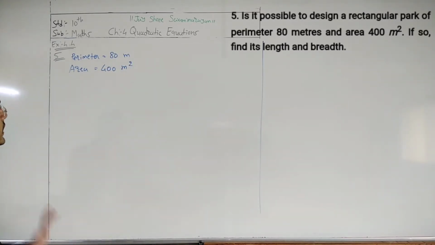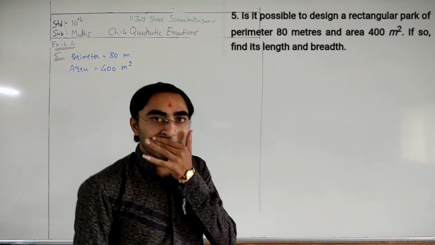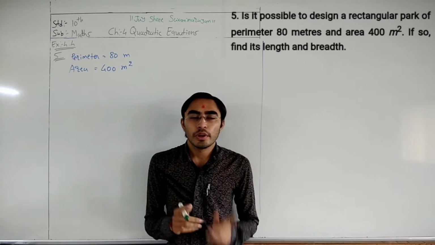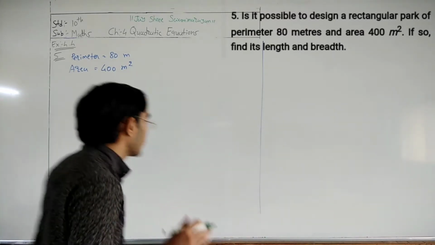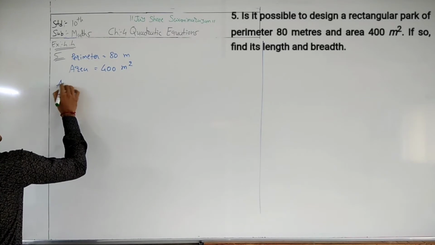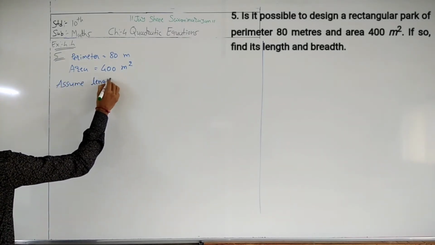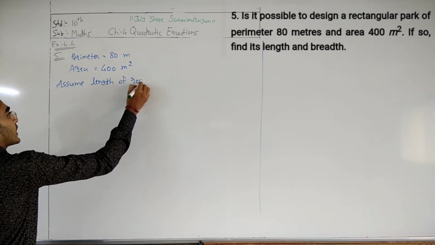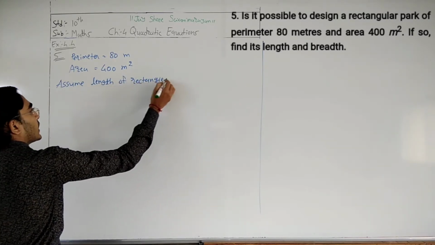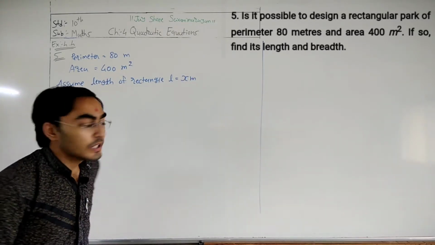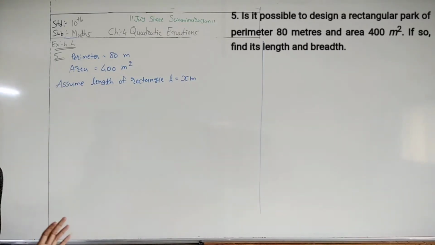Now from that, first of all we need to assume our length and breadth. Assume the length of the rectangle L is equal to x meter. First of all, assume the first variable: the length of the rectangle is equal to x meter.